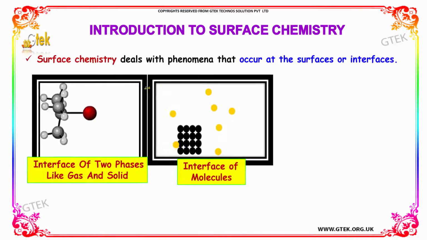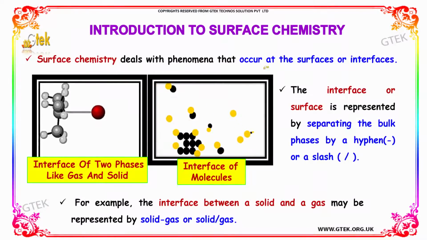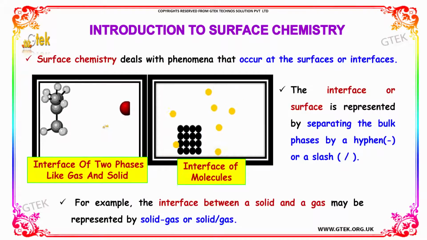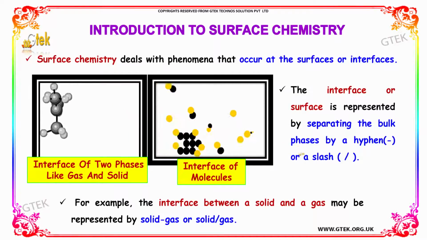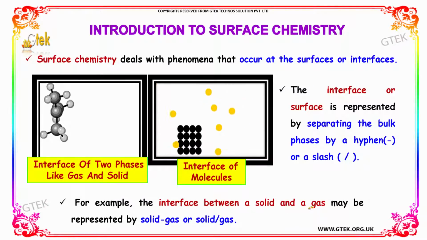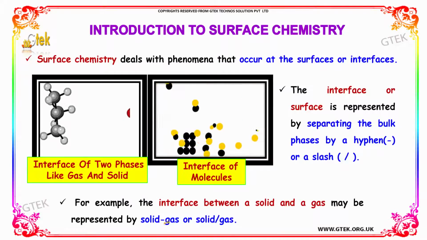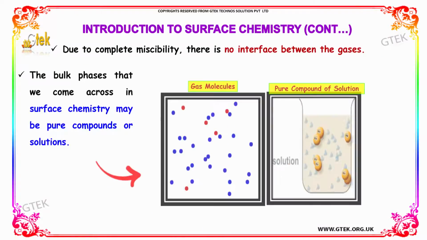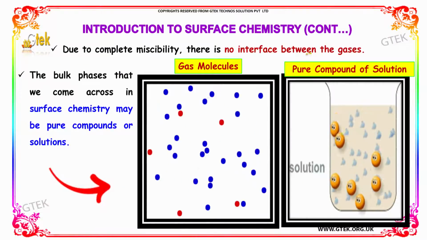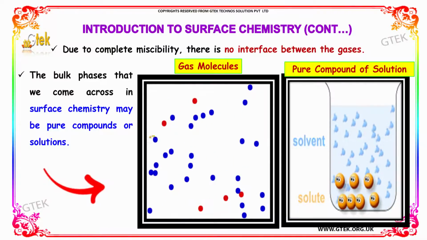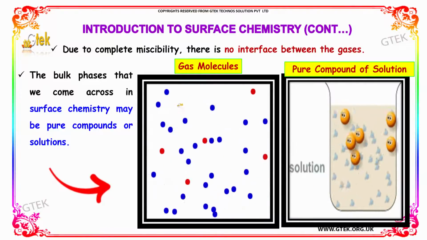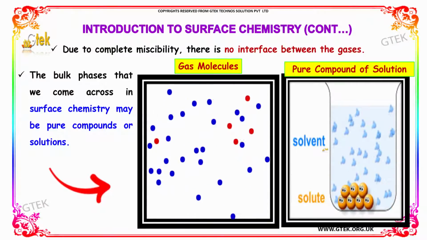Let's move on. Surface chemistry deals with the phenomena that occur at surfaces or interfaces. The interface or surface is represented by separating the bulk phases by a hyphen or a slash. For example, the interface between a solid and a gas may be represented by solid-gas or solid/gas. Due to complete miscibility, there is no interface between gases. The bulk phases that we come across in surface chemistry may be pure compounds or solutions.